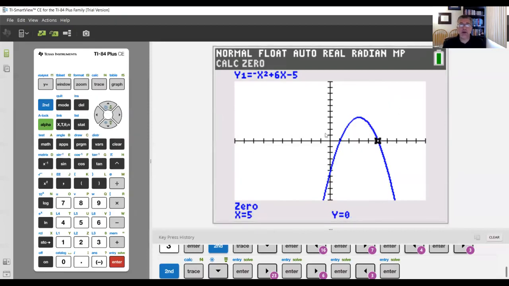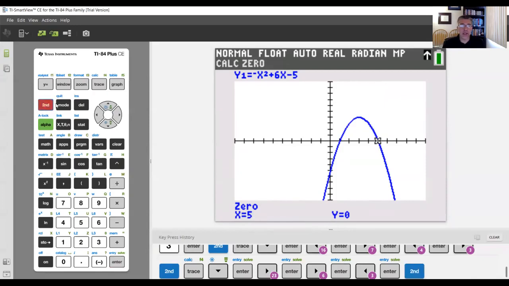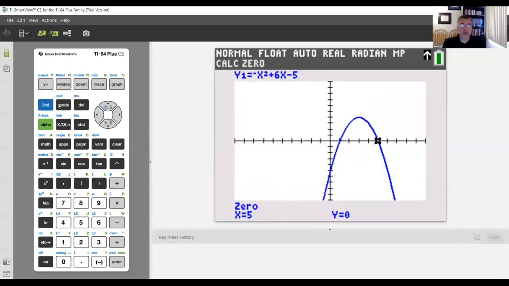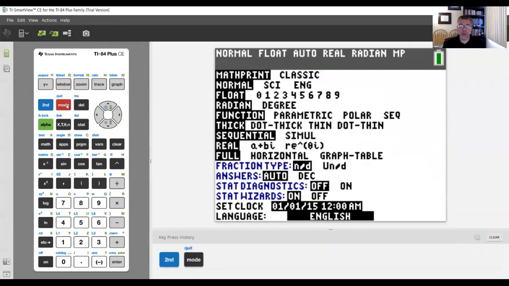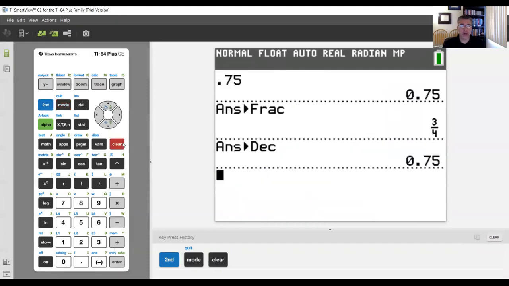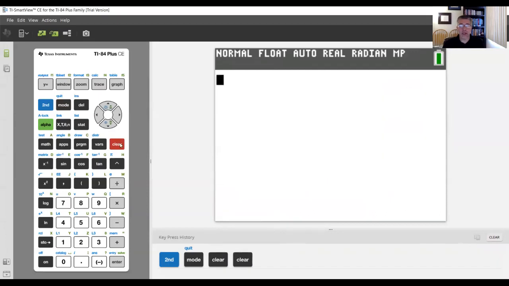Okay, let's switch gears now and do a little bit of statistics. So I'm going to hit second mode, second quit, to quit out of this screen. Second mode will quit you out of any application on the calculator. Second, which is the blue button, and then mode. I don't know why that didn't work, but it should have. I'm just going to hit clear, and clear again. That will clear my screen.